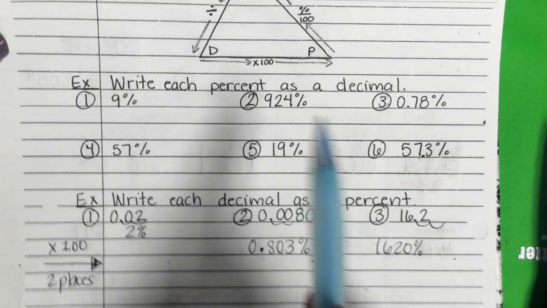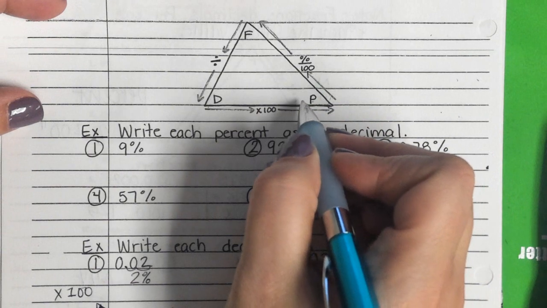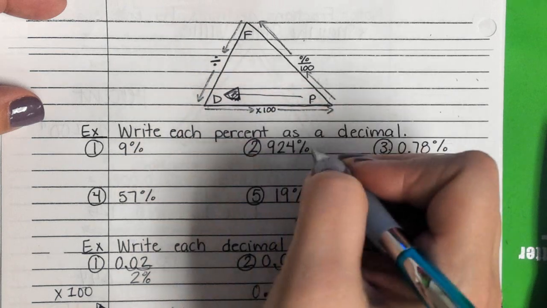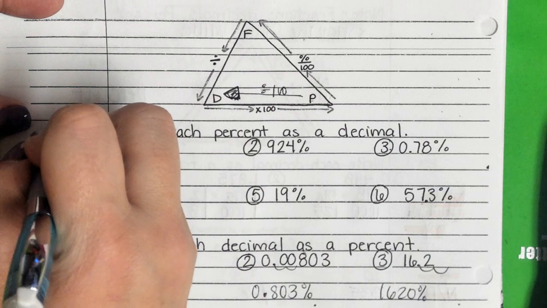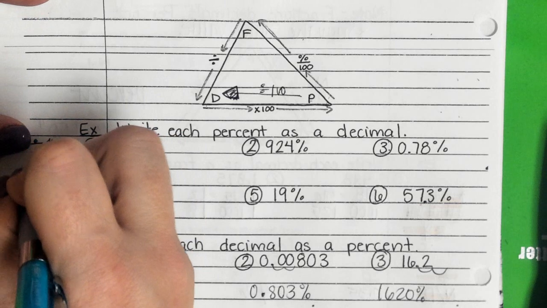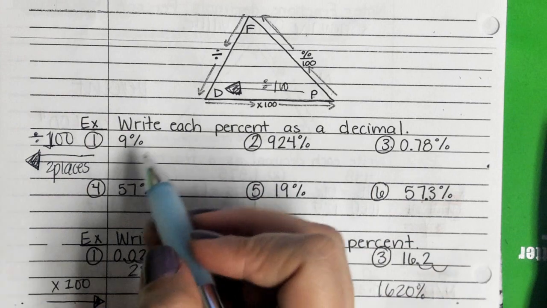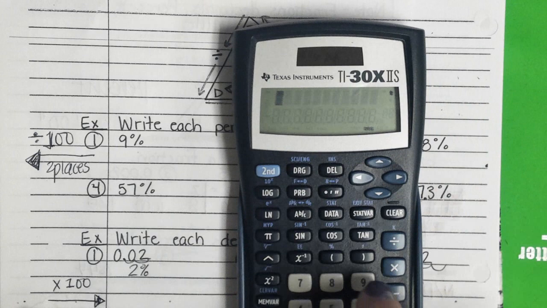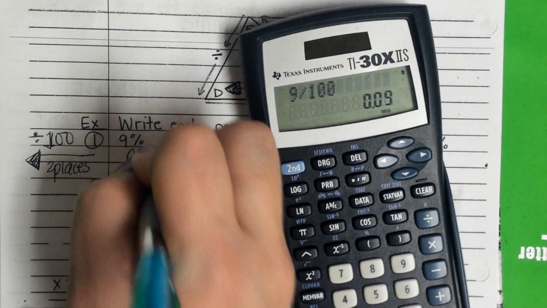Okay, so let's look at the top. Now we're going the opposite direction. Now we want to go from a percent to a decimal. So if I multiply going the other way, what am I doing now? I'm going to divide by 100. Or, if I'm going to divide by 100, I'm going to move my decimal 2 places to the left. So if I move my decimal 2 places to the left here, or divide 9 by 100, that gives me 0.09.